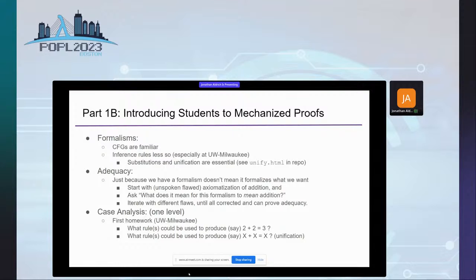I made a little interactive tutorial webpage that is available in the repo if you get it. It's just an HTML page, and it has you type in some exercises. It has about 10 exercises for substitution and 10 for unification.